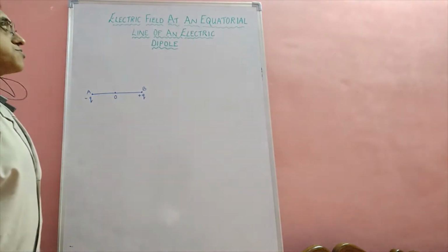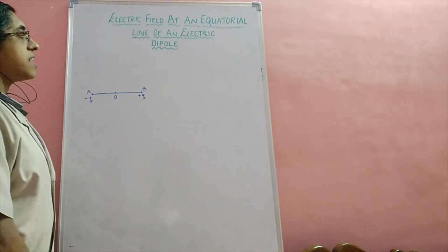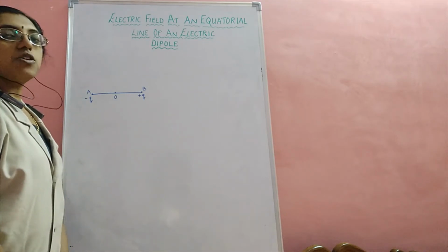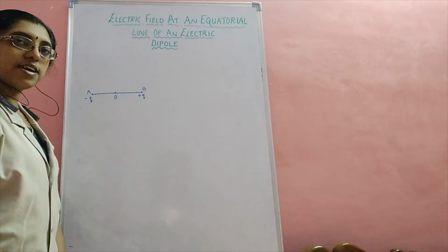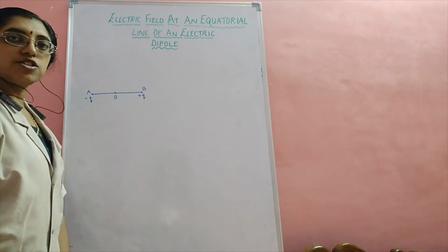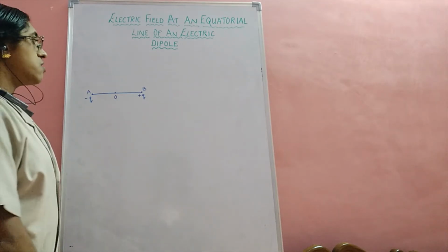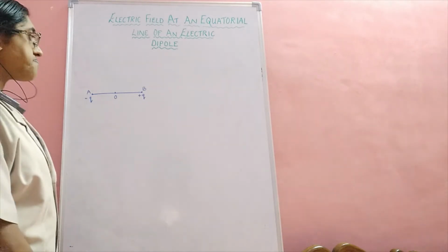The next topic that we are going to deal with is the electric field at an equatorial line of an electric dipole. In the last video, I had discussed the electric field along the axial line, that is, along the line joining the two charges. Here, it's an equatorial line. First I'll tell you what we mean by an equatorial line.